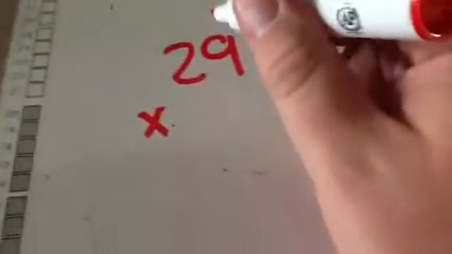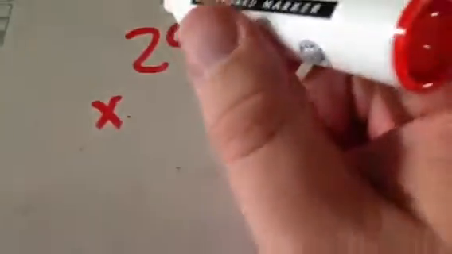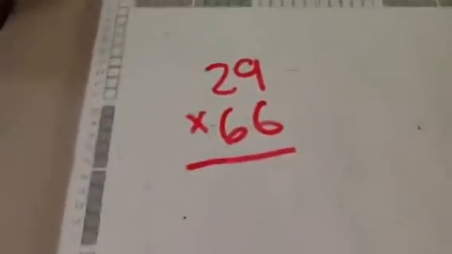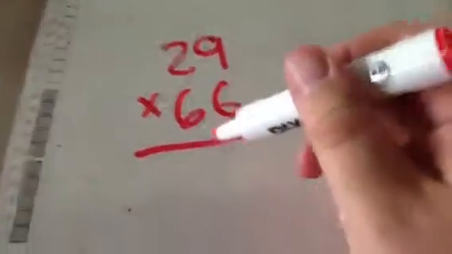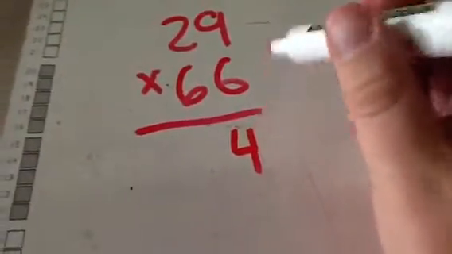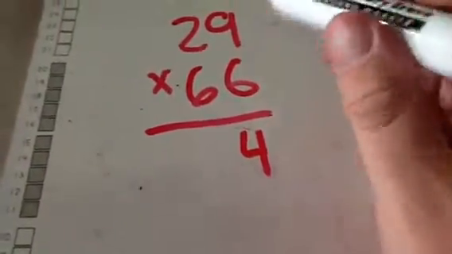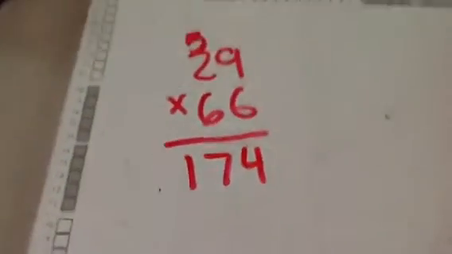Okay? All right. Last problem for tonight for homework is going to be 29 times 66. Okay, so standard algorithm, you have 9 and 6 is 54. So you're going to put your 5 up top. 2 times 6 is 12, plus 5 is 17.